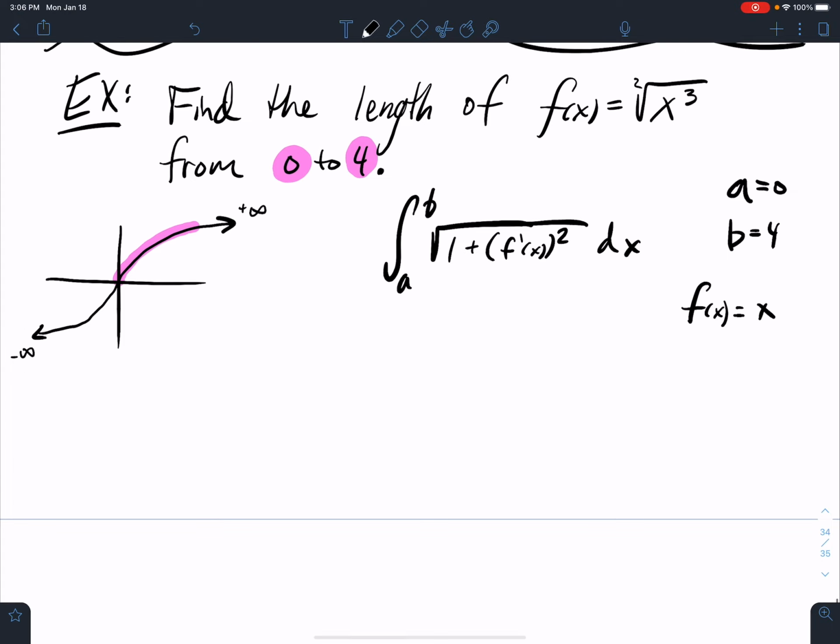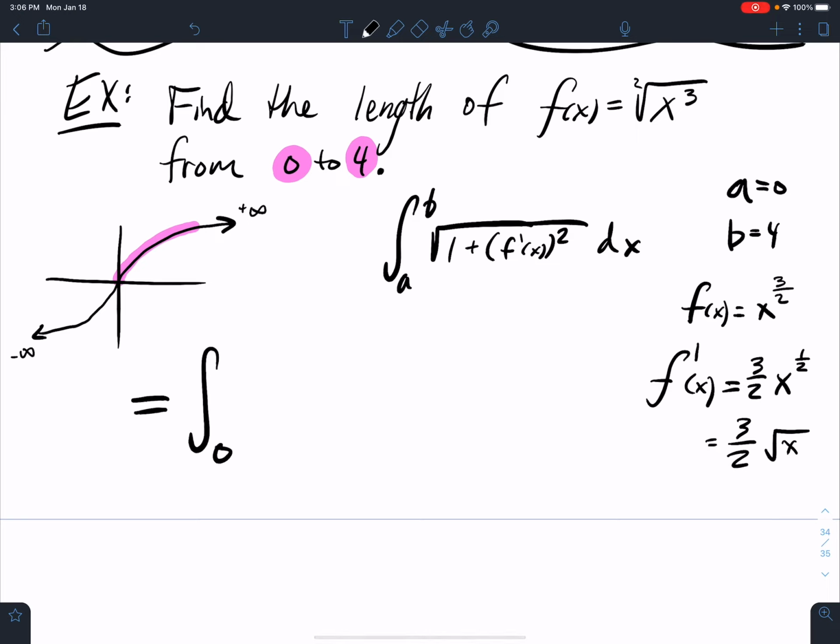Square root has an index of 2 here, so 3 over 2, so 3/2 would be that exponent there. So the derivative, f prime of x, power rule, bring the 3/2 out front and subtract 1 from that, and it gets me to the 1/2 there. So this is 3/2 square root x, my derivative. So whenever I plug this in, integral from 0 to 4, square root of 1 plus 3 over 2 square root of x squared dx.